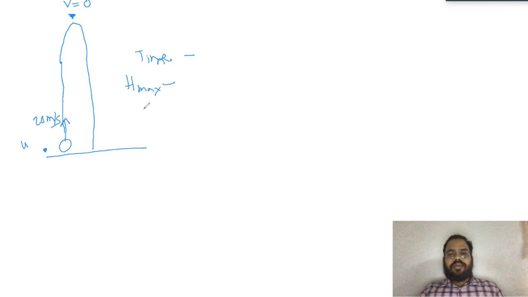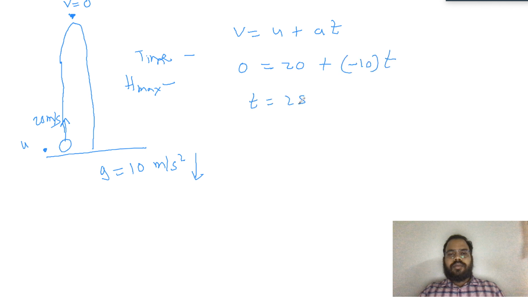So I'll use my first equation, that is v = u + at. My v is 0, that will be equal to 20. Since 20 is upwards, I'll take 20 as positive, plus gravity always acts downward. In this case we'll take gravity as 10 meters per second square, for simplification; it is 9.8 or 10. In this sum we are taking it as 10, and gravity always acts downwards, so I'll write −10 times t. If I simplify this, I get t = 2 seconds. So my time from here to here will be 2 seconds, and then here to here will be 2 seconds.